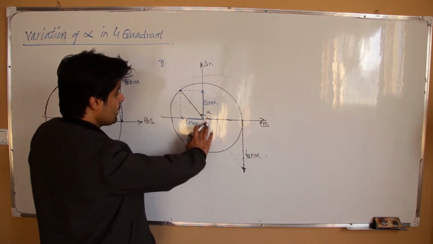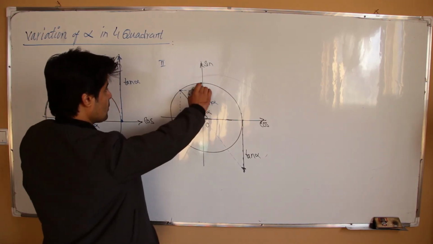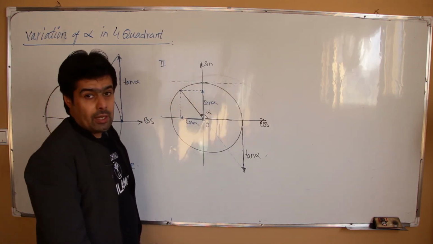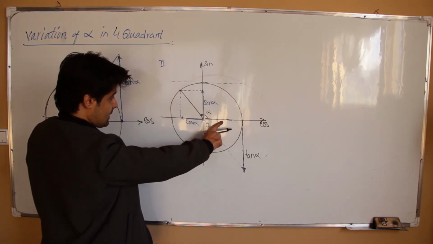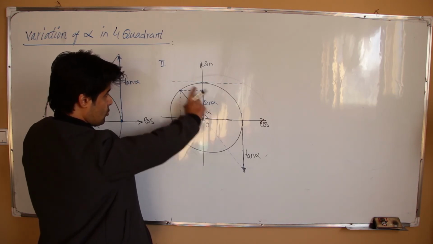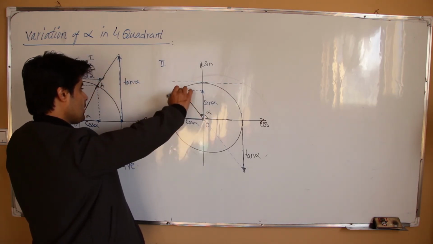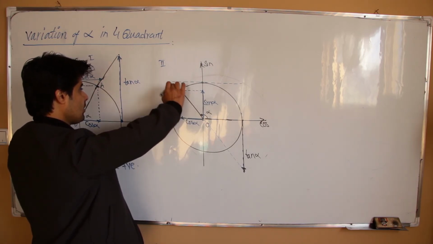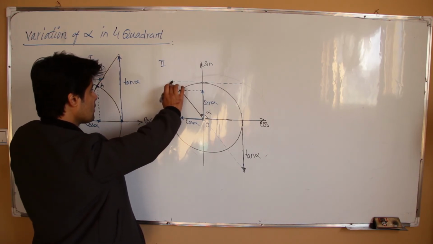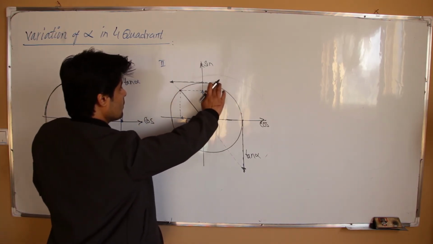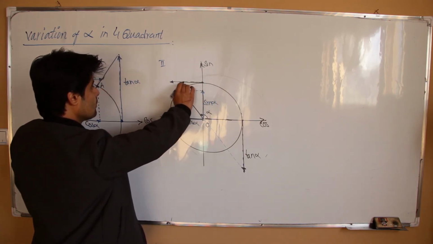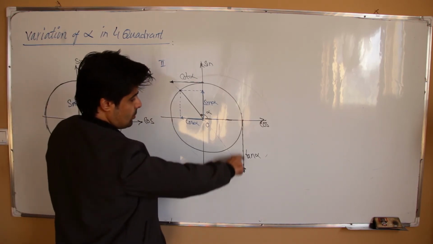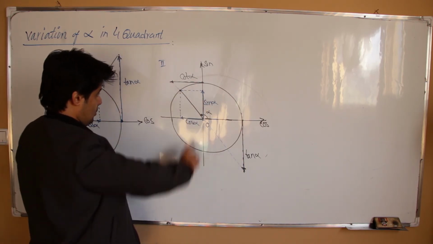Yes. Now what's the value of cotangent? Make a tangential line parallel to the x-axis. It should be horizontal. Now extend the final side of your alpha and they meet each other here. This is called tangent alpha value and this is called cotangent.